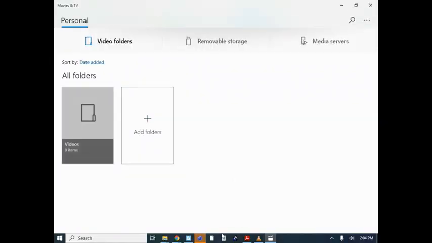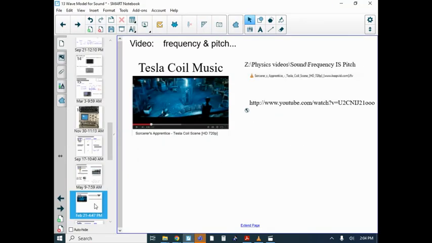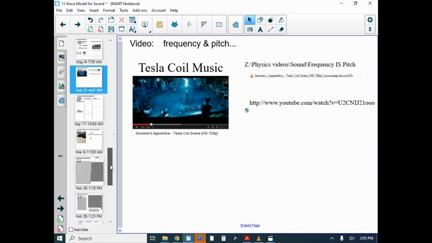So yeah, you can check that one out. But it's all just the connection between the wave properties of sound and things that you see around you. This is a clip from a movie, Sorcerer's Apprentice, where the Tesla coils are zapping at different frequencies and making different sounds. If you're interested, click on it.